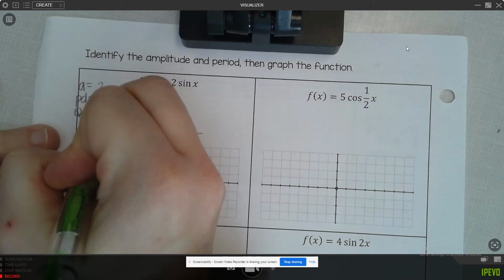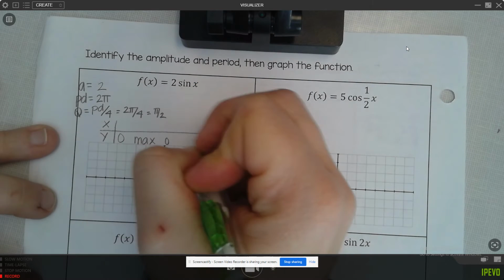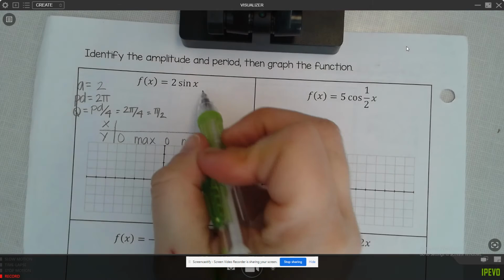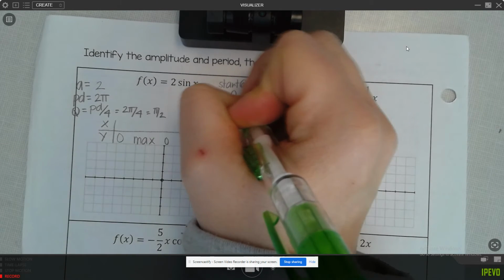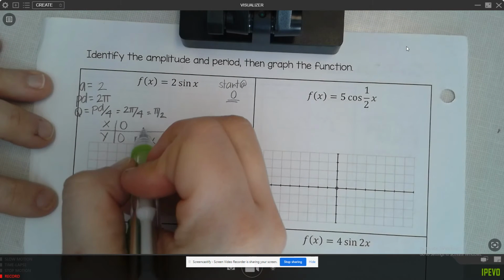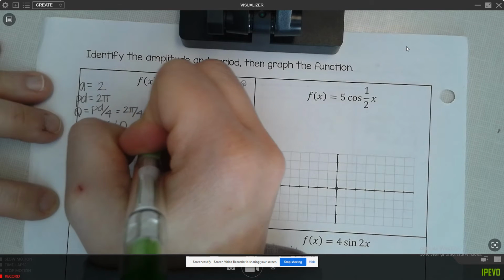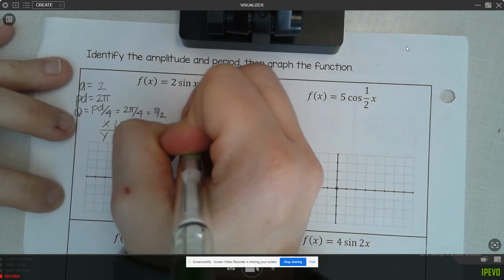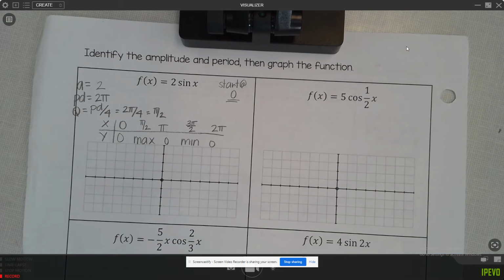Okay, so if I did x and y, it's a sine function, so it's 0, max, 0, min, 0. Okay? And you're going to start at 0 unless you have a phase shift. So today we're going to start at 0. And to get to your next x value, you're going to add your quad. So 0 plus pi over 2, that is pi over 2. Pi over 2 plus pi over 2, that's 2 pi over 2, which is the same as pi. Add pi over 2 again, that's 3 pi over 2. Add pi over 2 again, that is 2 pi.